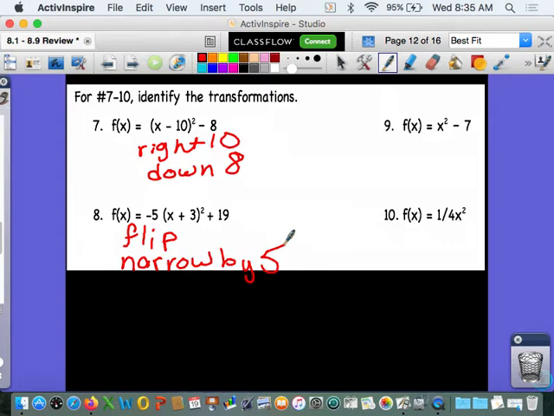Okay? This 3, positive 3, that's my h value. That tells me to do what? Go left 3. Remember, take the opposite. Left 3. And that 19, positive, it's my k, so it tells me to do what? Up how many? 19. Up 19.